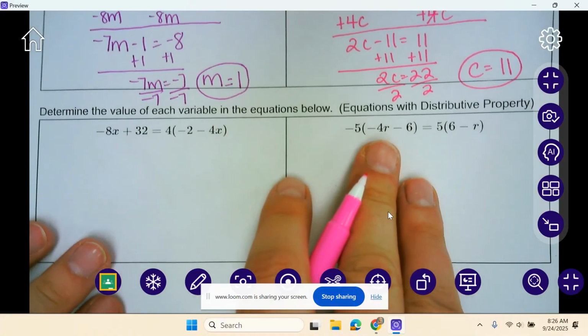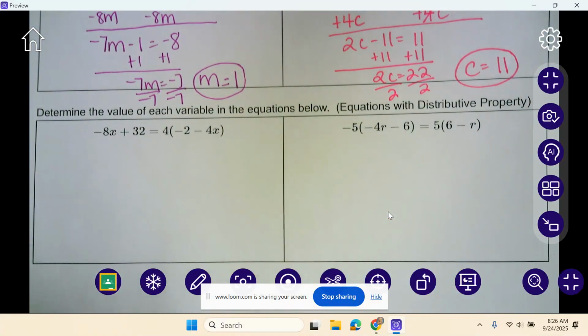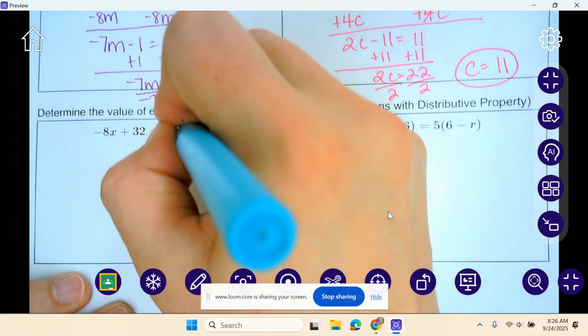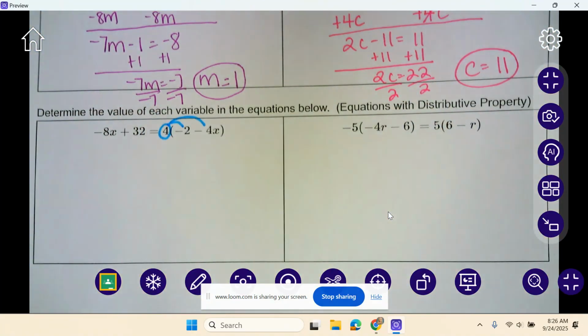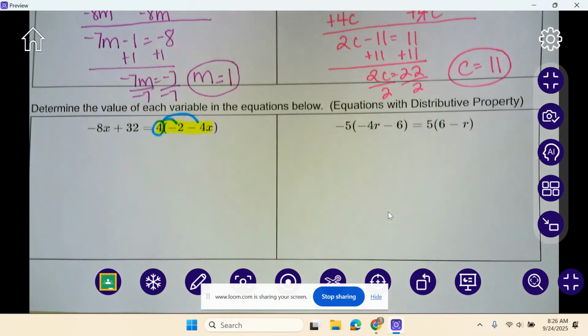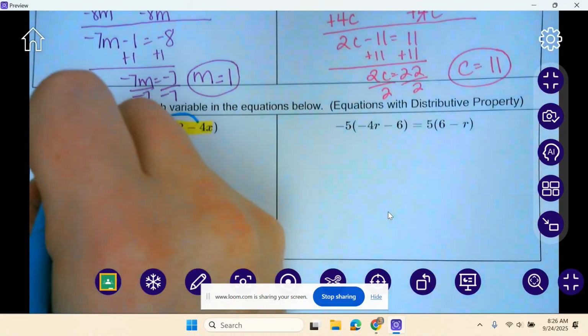All right, so let's take a look at the next one. So I have distribution. What that means is I'm going to take the number in front of the parentheses and multiply it by everything inside the parentheses. So the only numbers that are affected are going to be these numbers right here. Okay, so everything on the left stays the same.